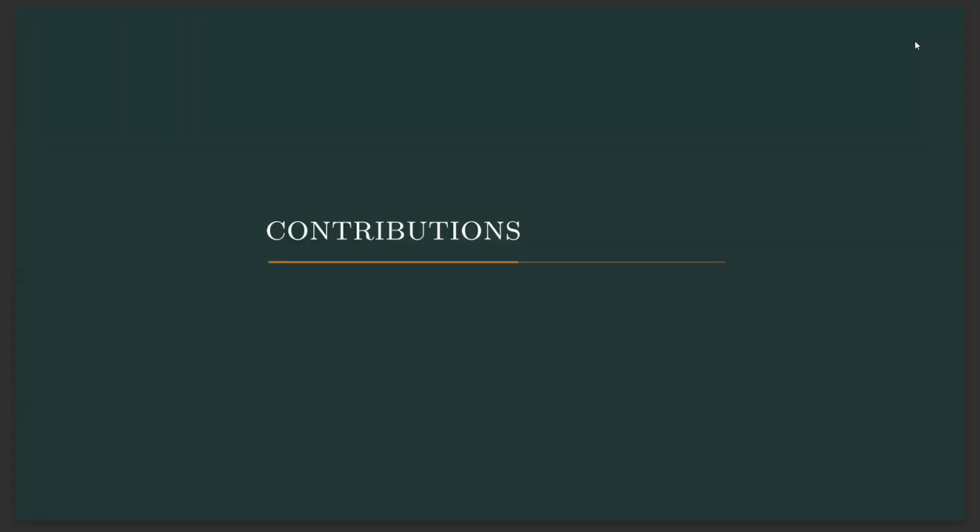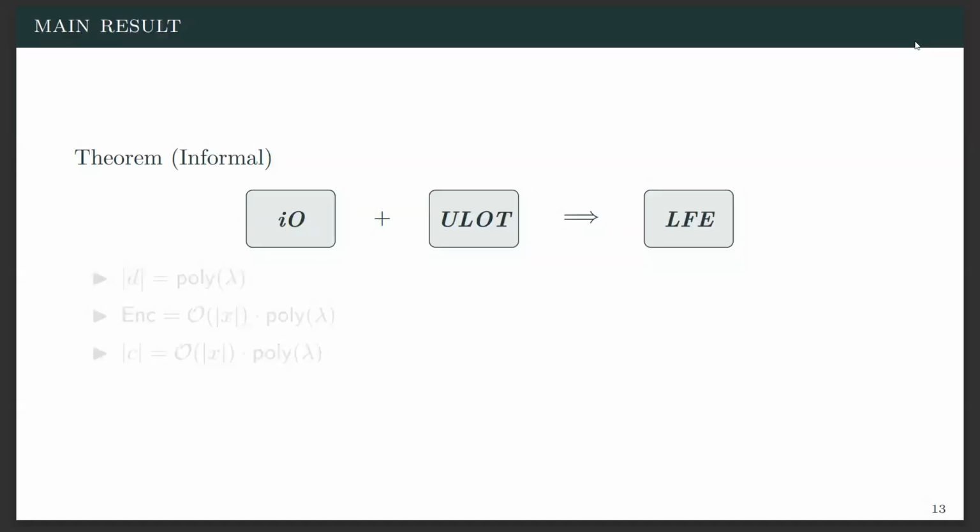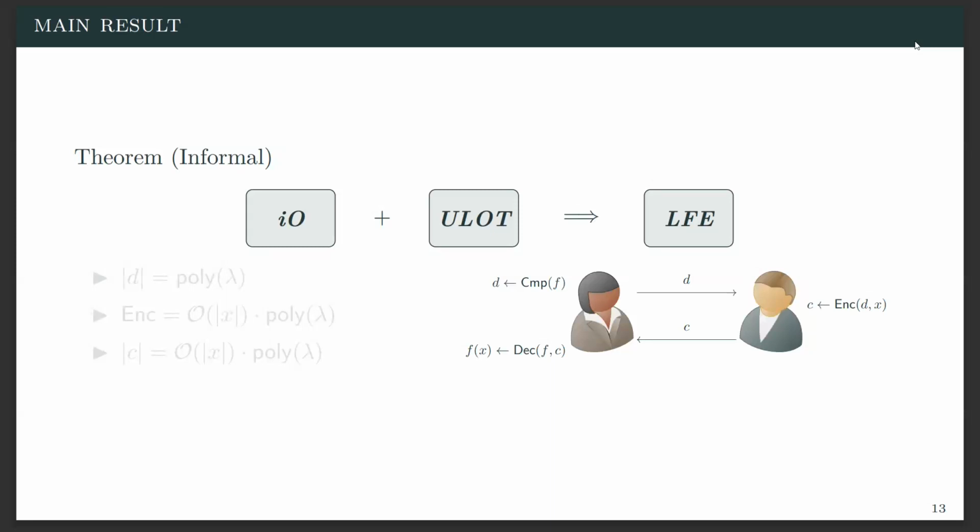So that's where our contribution comes in. We answer this question in the affirmative, and we show the following theorem, very informally here. Assuming indistinguishability obfuscation and a primitive that I will talk a little bit about in the following slide, updatable laconic oblivious transfer, we get a laconic function evaluation scheme for Turing machines with the following parameters.